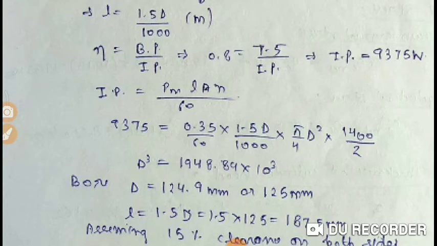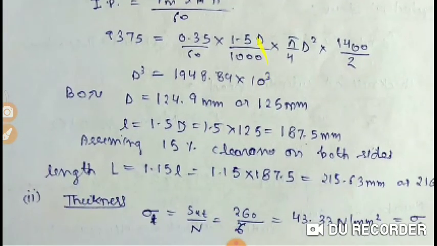And put the value of small l as 1.5 times the bore, that you already know. Next, put the value of small n, the number of revolutions divided by 2 for the 4-stroke engine. Put all the values and calculate the value of capital D, the bore. If you know capital D, then you can easily calculate small l, the stroke length, that is 1.5 times D. Then you can calculate the length of the cylinder, that is equal to 1.15 times the stroke length, small l.